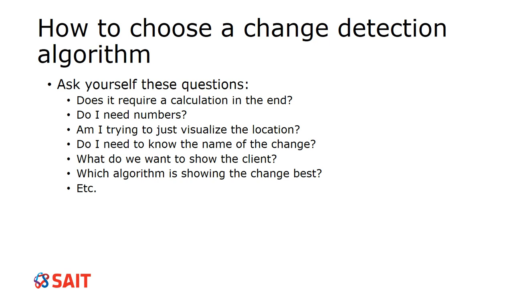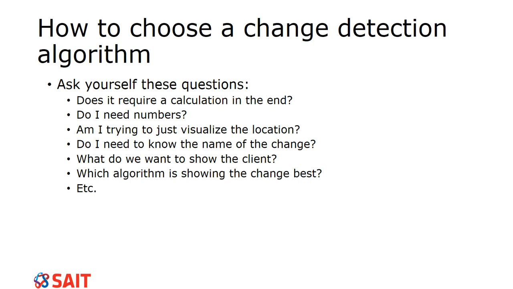So do I need to know the name of the change? Do I need to know if it changed from this value to this value, or am I just looking at numbers of it? Do I need that thematic information for it? Then what do we want to show the client? What's the easiest way to interpret it?